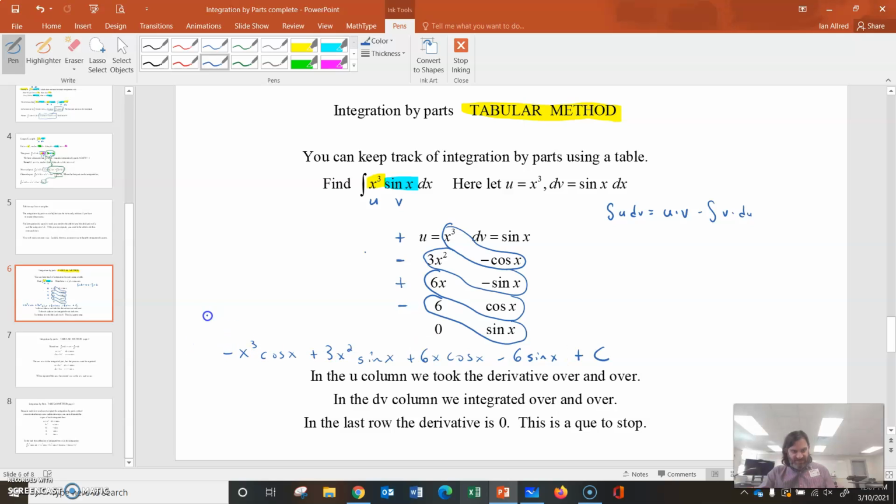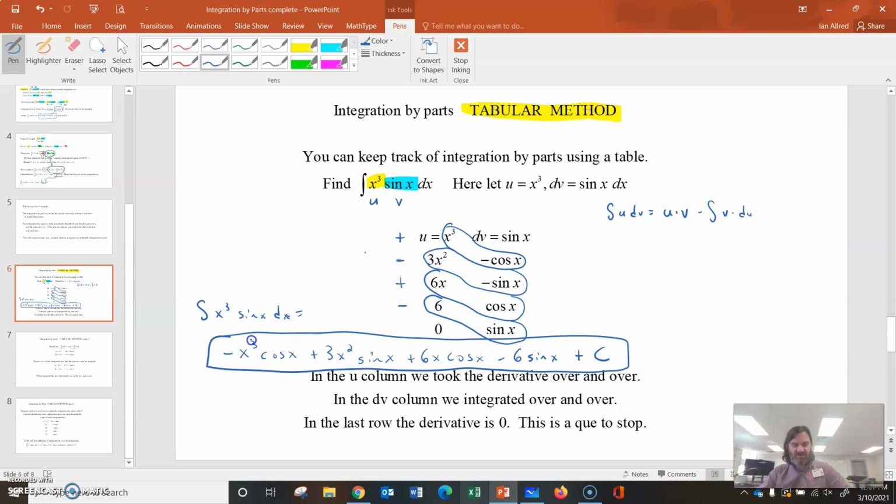Okay, so this is the integral of x cubed sine x dx by using this table. So we didn't have to go through and list a uv every single time and a v du and integrate over and over. We're able to do that systematically through the table. And this is very helpful if you have a large power here that you're trying to get rid of. Okay, we'll stop there for this one, and then we'll do some examples and see some exceptions.